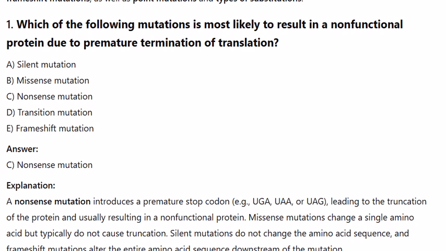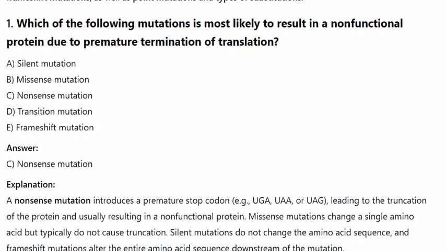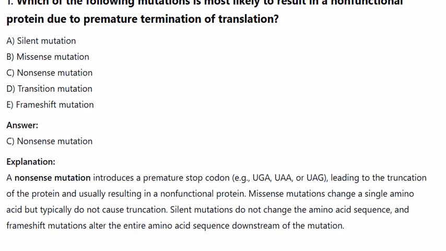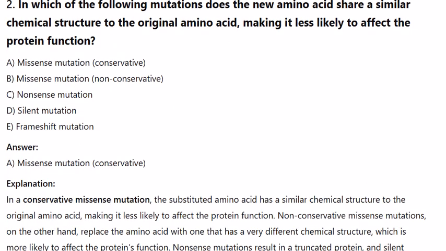A nonsense mutation introduces a premature stop codon, e.g., UGA, UAA, or UAG, leading to the truncation of the protein and usually resulting in a non-functional protein. Missense mutations change a single amino acid but typically do not cause truncation. Silent mutations do not change the amino acid sequence, and frameshift mutations alter the entire amino acid sequence downstream of the mutation.